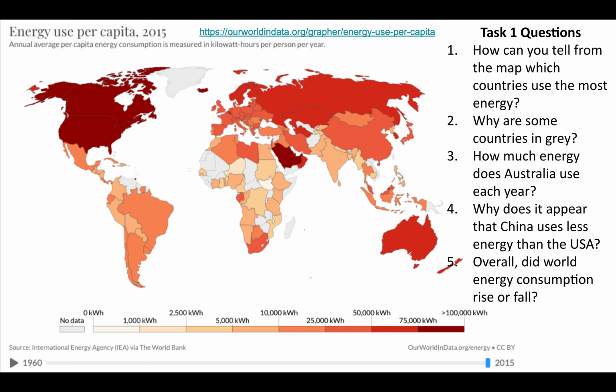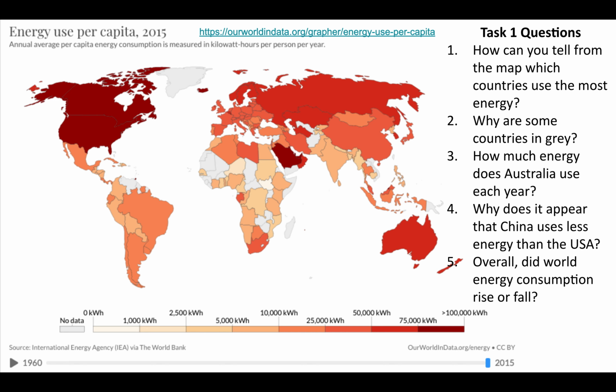Now, here's one thing. If a lot of energy around the world is used up by making things, manufacturing things, why does it appear, this is question 4, that China uses less energy than the United States of America? Why is it that even though we know huge quantities of goods are produced in China every year, they appear to have less energy use than the United States?